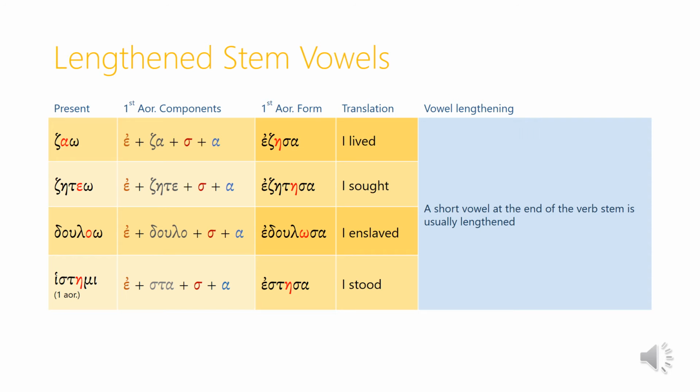Histemi, for example, has the stem sta, sigma tau alpha, and when that alpha at the end of the stem bumps up into the sigma tense marker, it lengthens again to an eta. So instead of estasa, we have estesa, I stood.